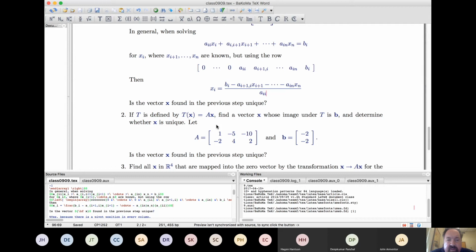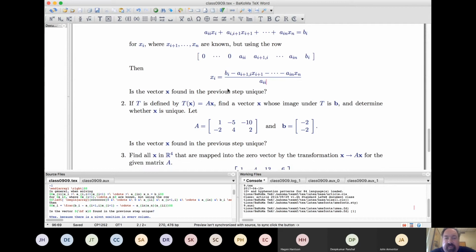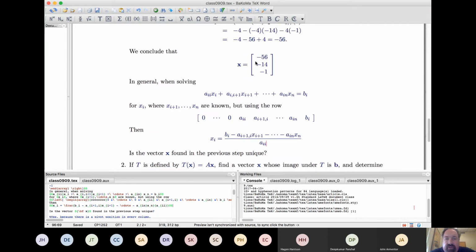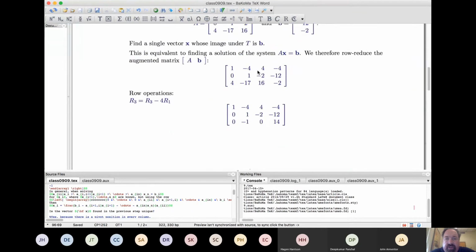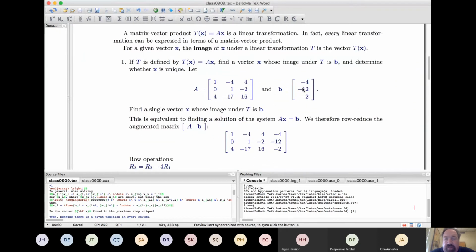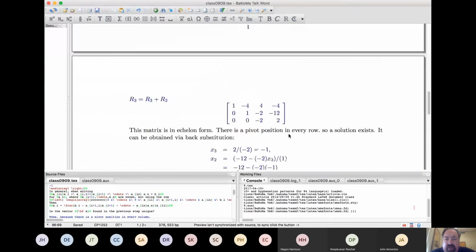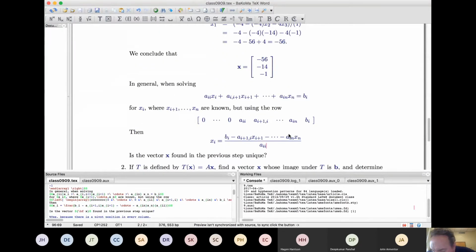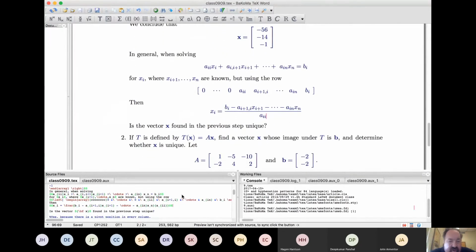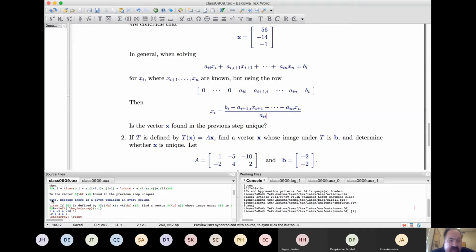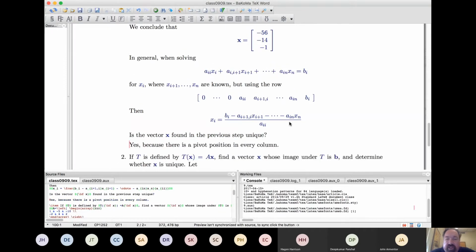All right. So now we have an x whose image under this transformation gives us b. But now there's a matter of, is that the only x? And it turns out that that is a quick question to answer. The answer is yes, it is unique. Why? Because there's a pivot position in every column. Another way of saying it, there are not any free variables. If there were any free variables, then we would have infinitely many solutions.